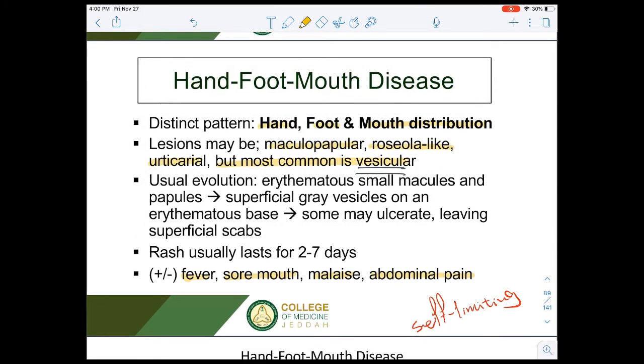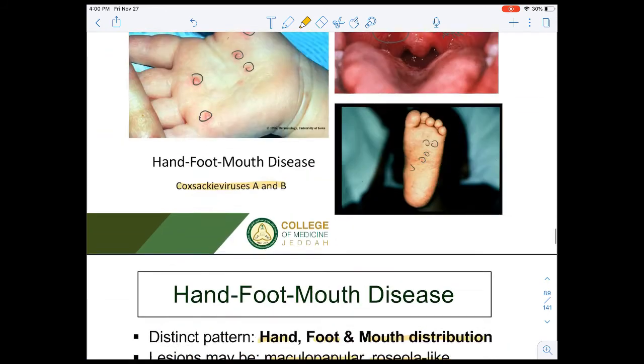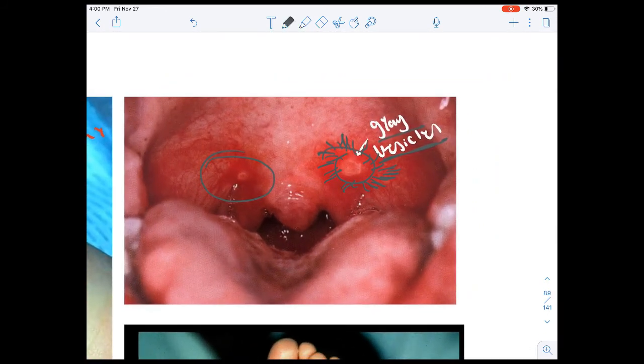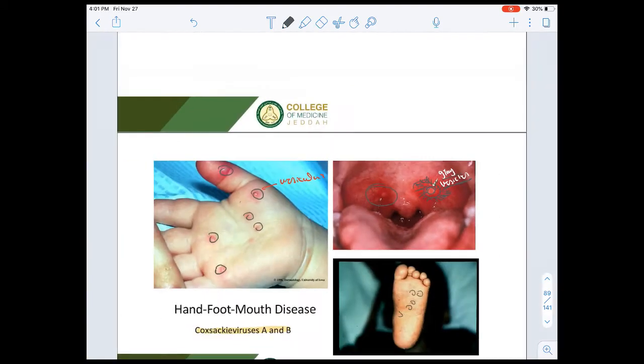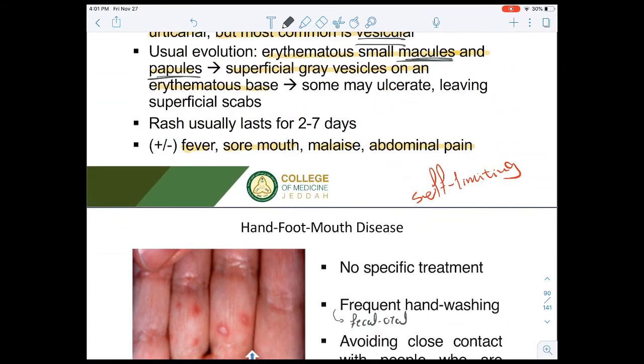So the usual presentation is that the lesions would start erythematous, and they would start small, as macules and papules. And macules, as we've mentioned, are surface lesions, whereas papules are raised lesions. They would eventually turn into superficial gray vesicles on an erythematous base, as we have seen here. See, those are all gray vesicles, and they're surrounded by the erythematous base. So this is probably the second phase of the infection. And then eventually some may ulcerate, leaving superficial scabs. You would have the rash for 2 to 7 days.